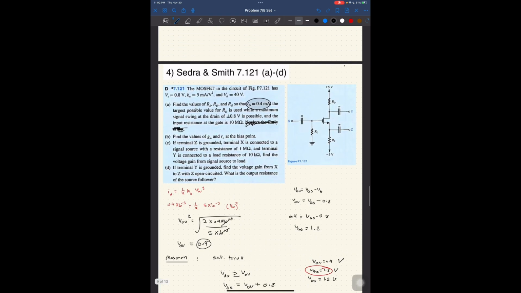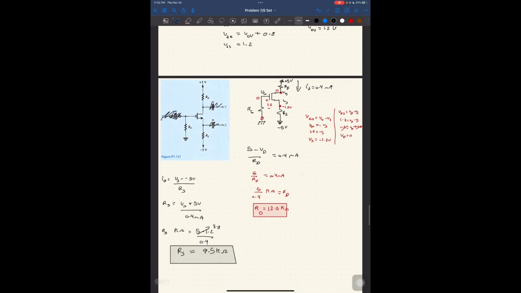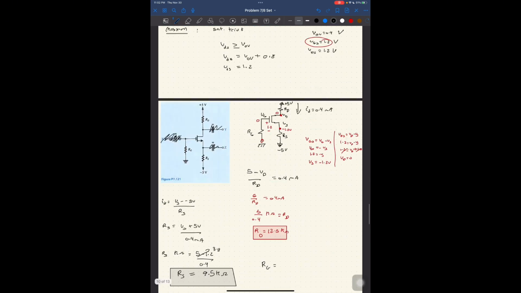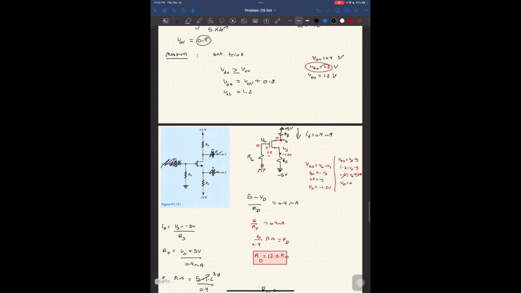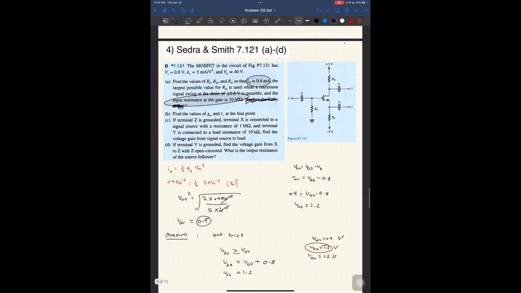So what is left? What is left is to find, well, I'm told RG, the resistance at the gate, is 10 megohms. So do I really have to do anything? The input resistance at the gate, RG, is equal to 10 megohms. What do they want me to do? They already gave me the answer, right? RG is equal to 10 megohms. Find the values of gm and ro at the bias point.